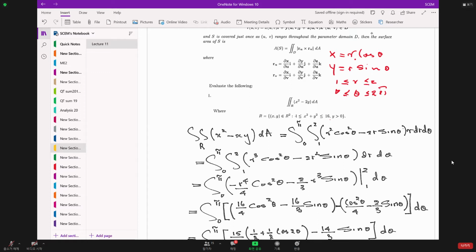But one thing you have to remember is this. You want to integrate this where y is greater than 0. So if y is greater than 0, let me draw it here. Y is greater than 0 only in the top half. And hence, you have to restrict your theta to pi. Did you get that? Where's y greater than 0? Here.